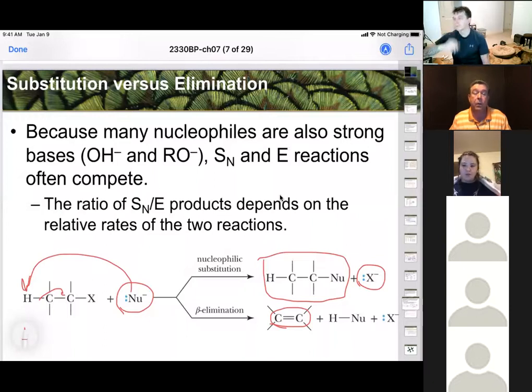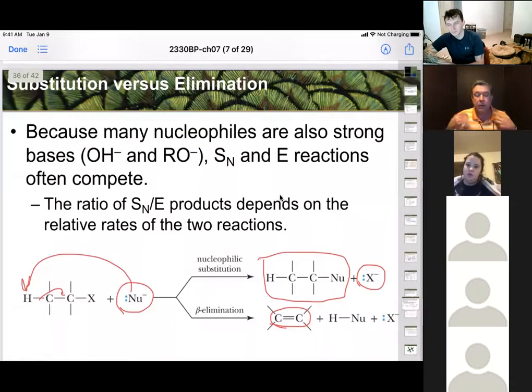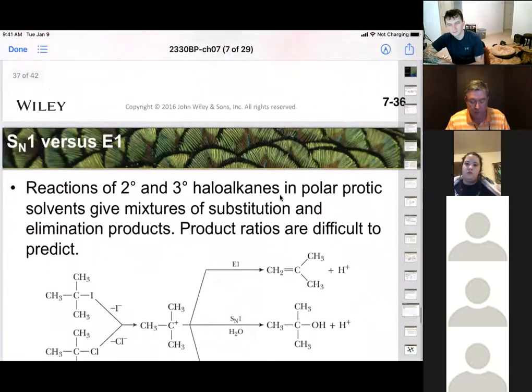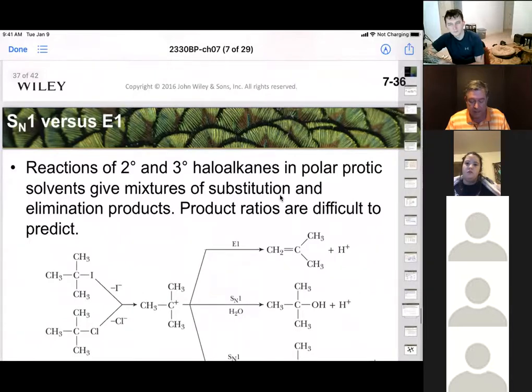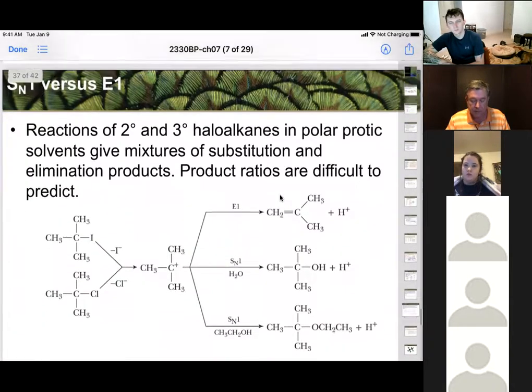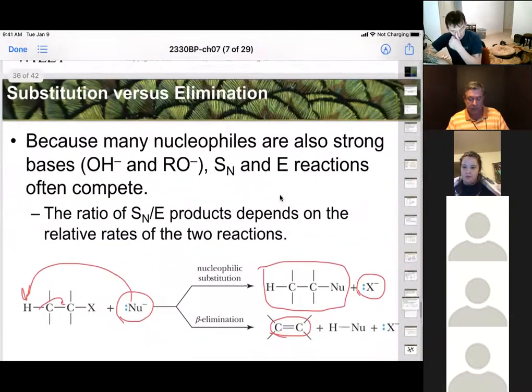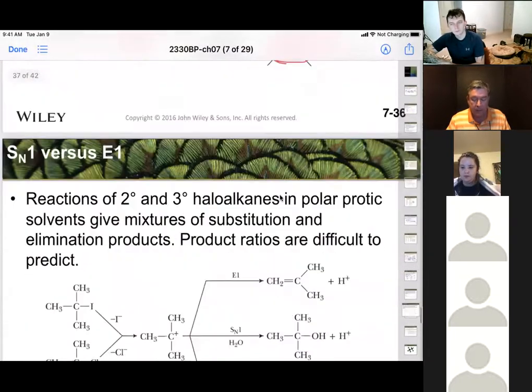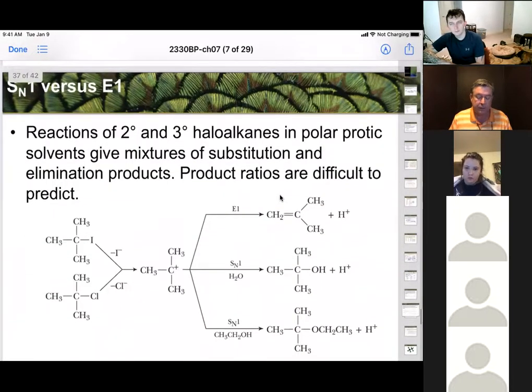Okay, so how do we know the difference? Well, let's look at some examples and think of things that are classically basic versus classic nucleophiles. All right, and that is a primary right there. Let's look at secondary and tertiaries as well.